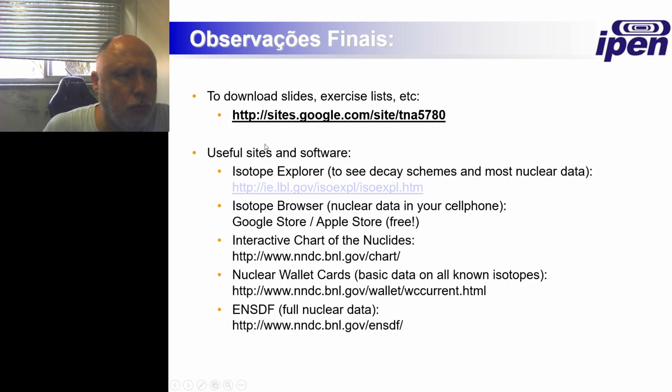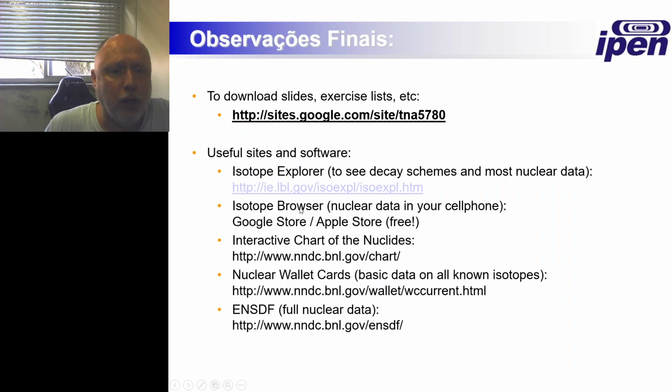And there are some useful sites and software. Isotope Explorer is a very good site if you want to. It's an app for the computer where you can see decays, nuclides, how they decay, half-lives, and all that. Isotope Browser is essentially the same thing, but for your cell phone, either Android or Apple. You can have it for free. You find it in the store, either Apple Store or Google Store. Just go there, type Isotope Browser.